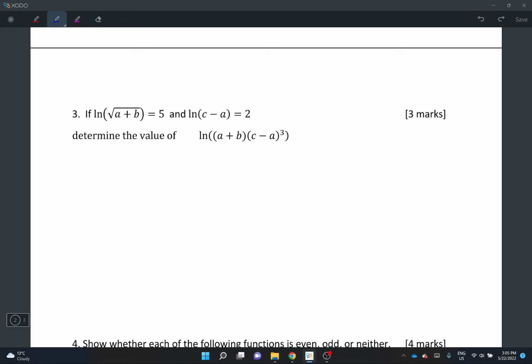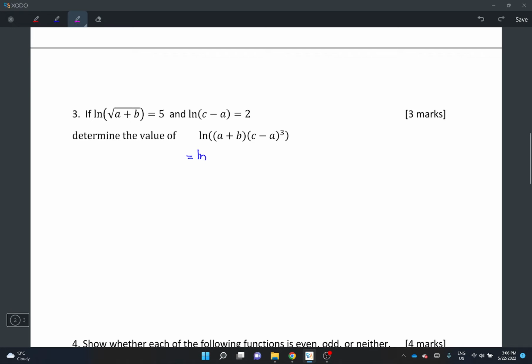It's not possible to solve for a, b, and c. There's not enough knowns. You have 3 unknowns, and you only have 2 equations. So you can't get a all by itself, b all by itself, or c all by itself, but fortunately you don't have to. We're asked to determine the value of a quantity that is a function of those quantities.